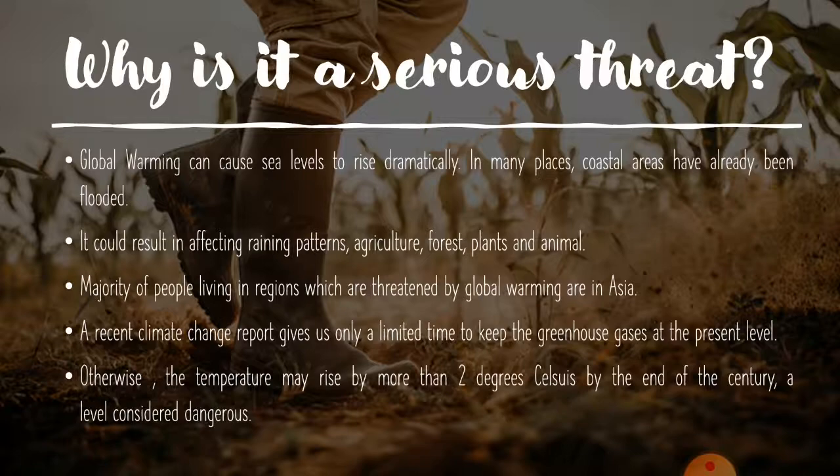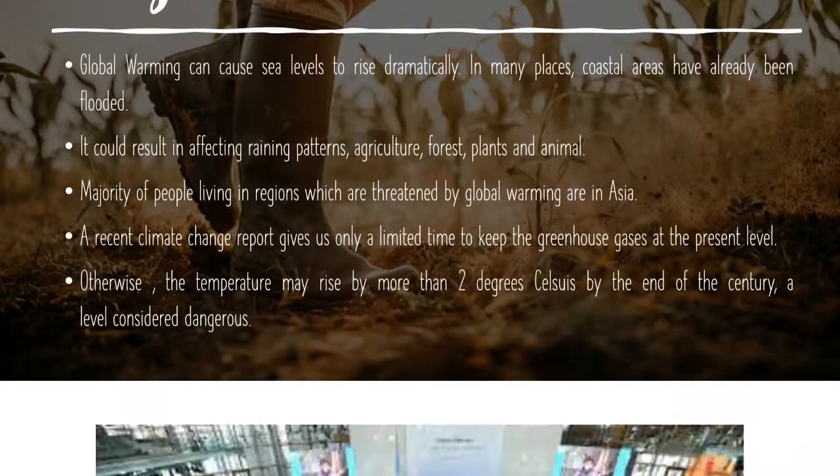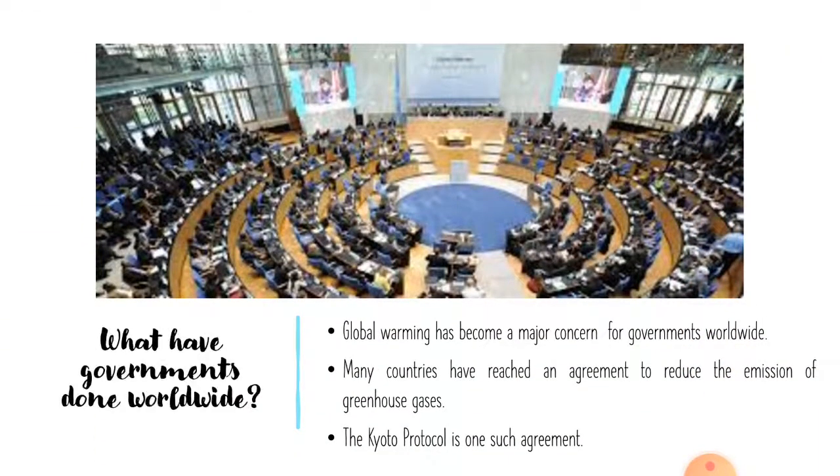The majority of people living in regions which are threatened by global warming are in Asia. And a recent climate change report gives us only a limited time to keep the greenhouse gases at the present level. Otherwise, the temperature may rise by more than 2 degrees Celsius by the end of the century, a level which is considered dangerous.